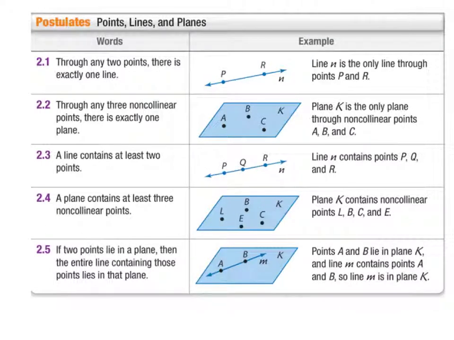Through any 2 points there is exactly one line. So if I have 2 points here, there is only one line I can connect those 2 points with. There's no other line. If I draw another line going left to right and right to left, it's the exact same line.